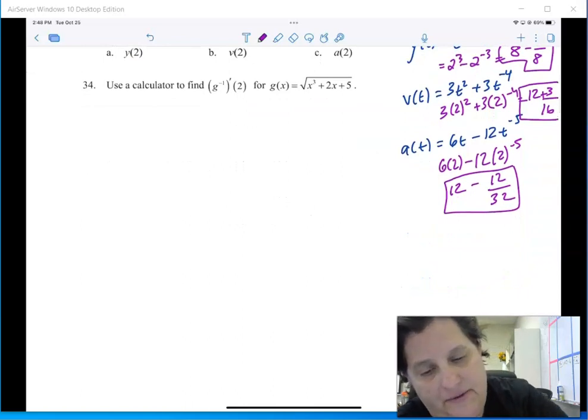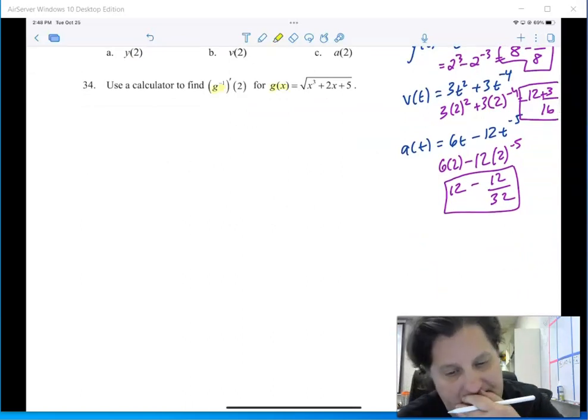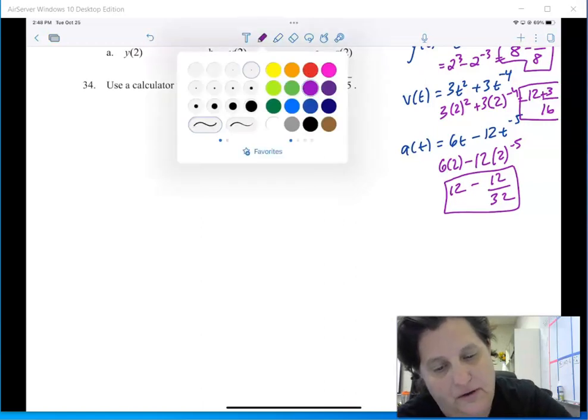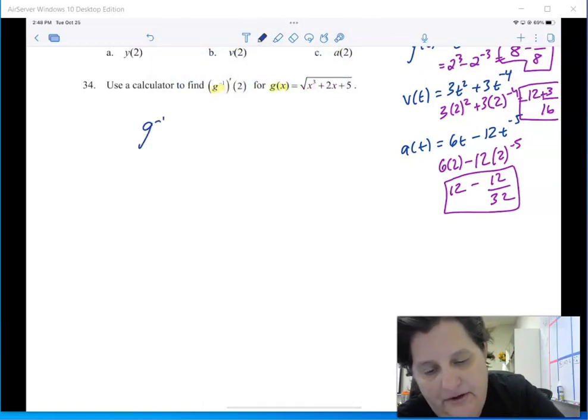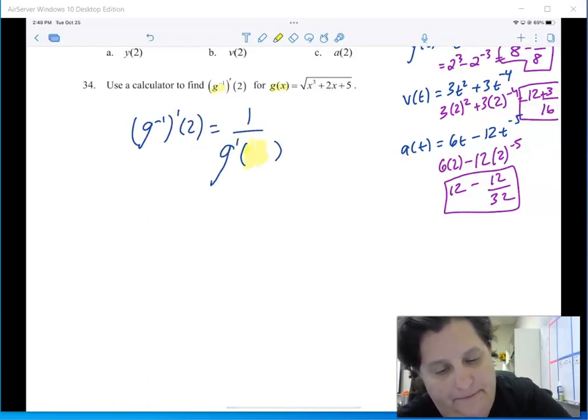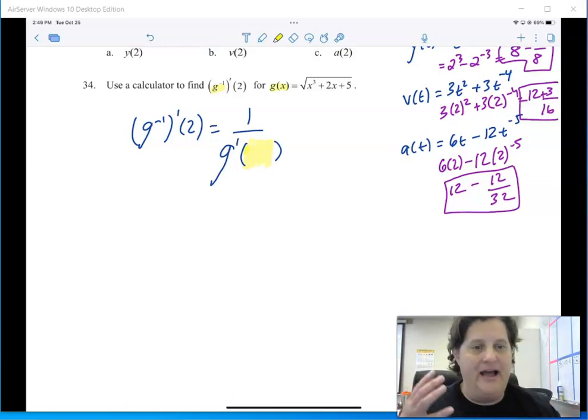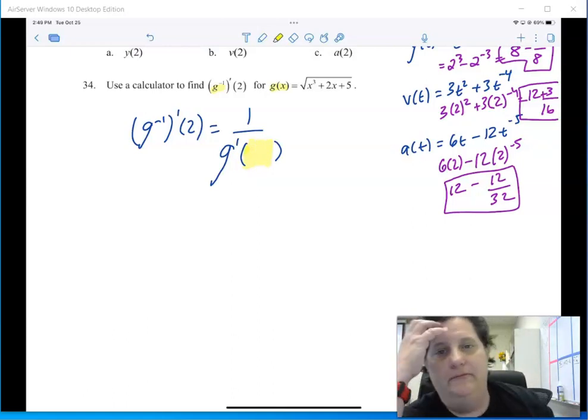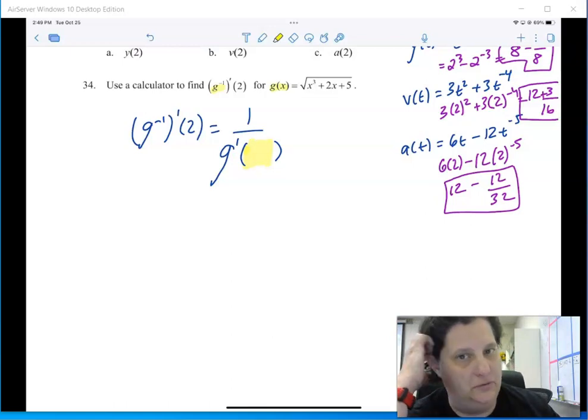Okay? Use your calculator to find. Now, I like this, all right, because we have some inverses here. G and G inverse. So, remember to just follow the pattern. G inverse prime of 2 is 1 over G prime of something, okay? And we got to find this, like, magical point, right? That's what I call it, or this inverse point, or whatever.